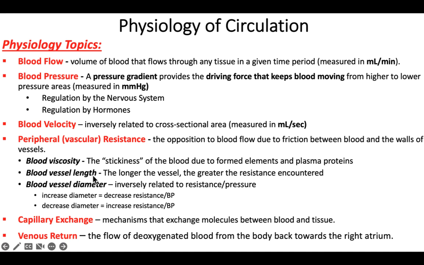The farther you have to move blood, the more resistance there is. So one concept we're going to get to is obesity. When someone is obese, they have more blood vessels to supply all that adipose tissue. Because of that extra tissue, blood has to move farther, and that's going to increase pressure. So obesity is one factor that causes hypertension.